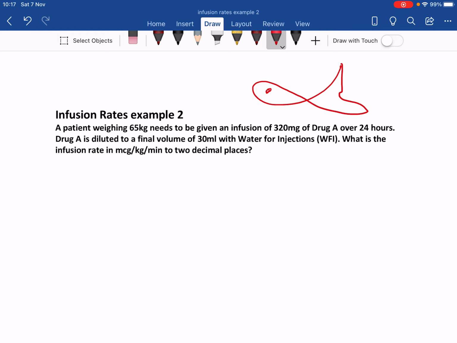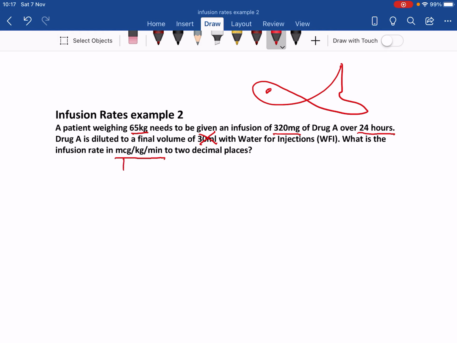Because we need to know the amount of drug in micrograms per kilogram per minute, suddenly the weight of the drug becomes relevant. It's per kilogram, so the weight of the patient becomes relevant, and it's over a period of time, so the period of time becomes relevant. What is our red herring is the volume. We don't need that.